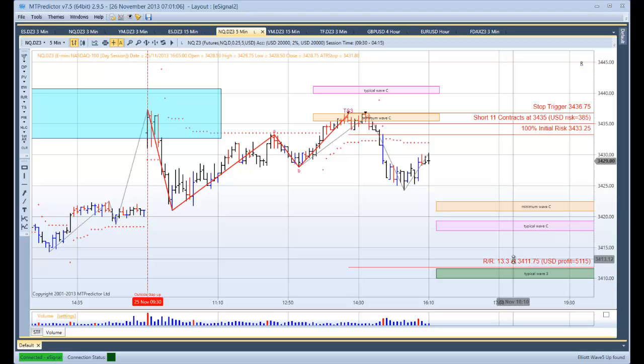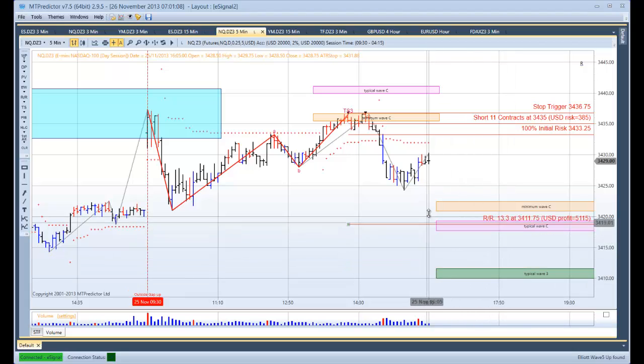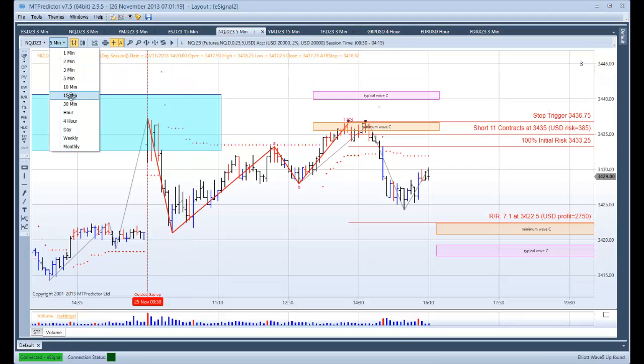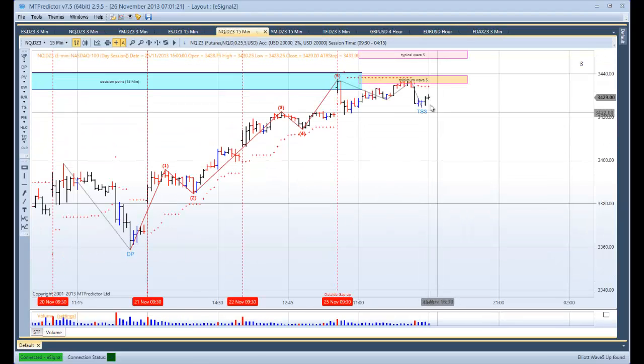That would have been a very nice trade to take as well. But as you can see, the market ran out of steam, or ran out of time I should say, basically because the market closed. So what happened here? Well, if we go back to the 15-minute chart, there's the 15-minute chart. You can see a TS3 buy setup came in here at the close of this bar here.